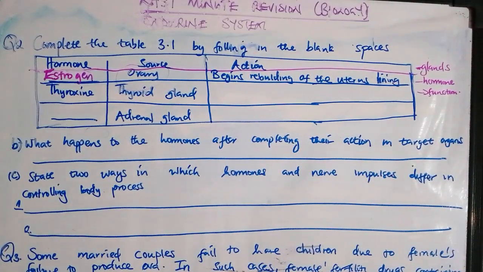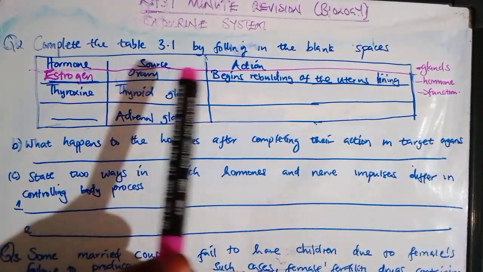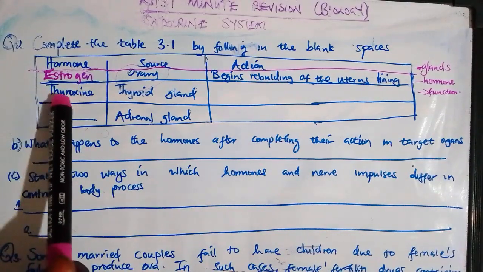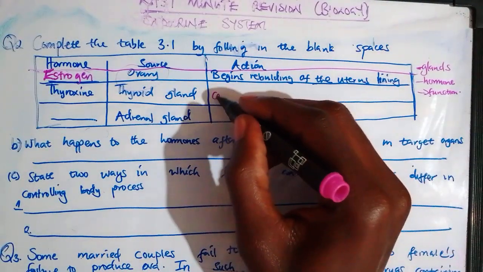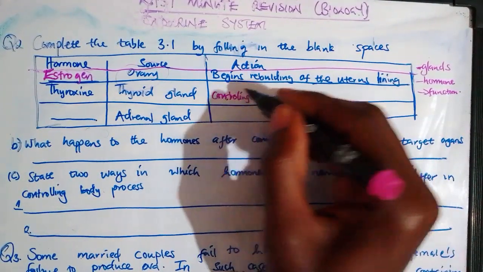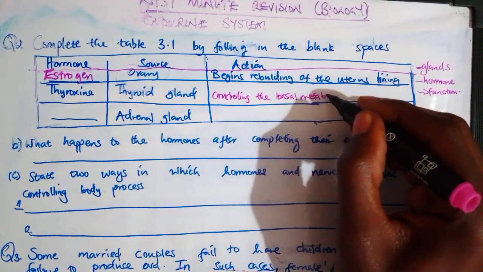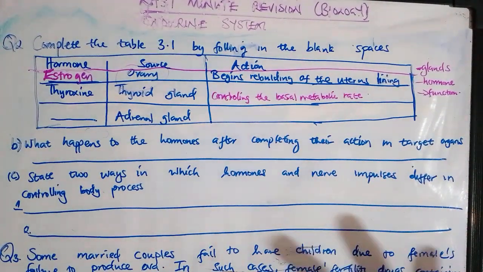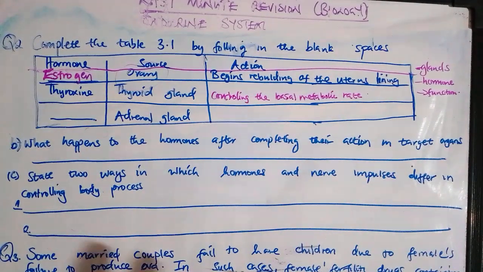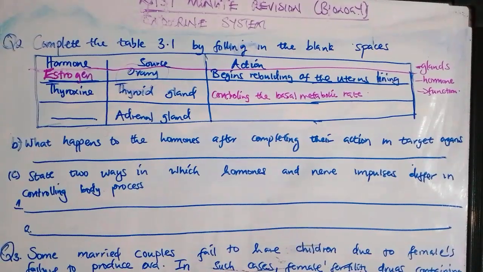Moving on to our B, we have thyroxine, thyroid gland. So here they are asking us the function of thyroxine. I told you thyroxine is responsible for what? Controlling the basal metabolic rate. Yeah. So once you write like this, meaning you have written the action of the thyroxine. So it controls the basal metabolic rate in our bodies. It increases the conversion of energy.